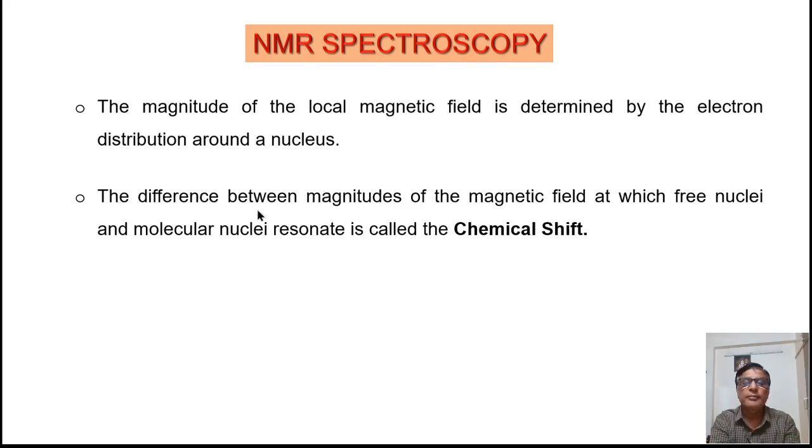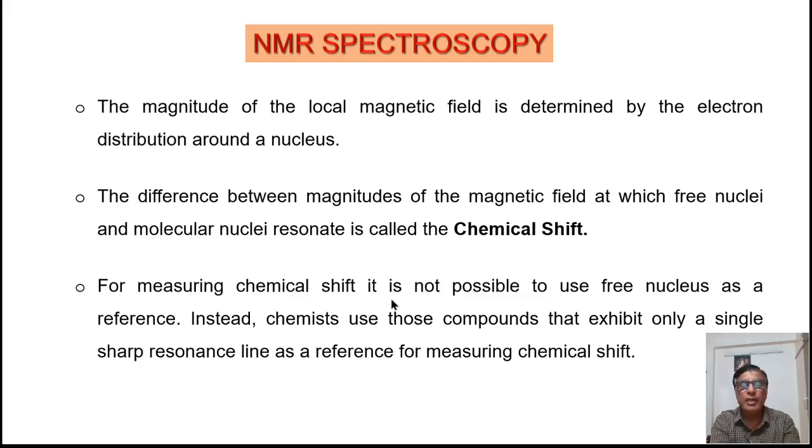Then the difference between the magnitudes of the magnetic field at which free nuclei and molecular nuclei resonate is called the chemical shift. So this is the clear definition of chemical shift. Again I repeat, the difference between the magnitude of the magnetic field at which free nuclei and molecular nuclei resonate is called the chemical shift.